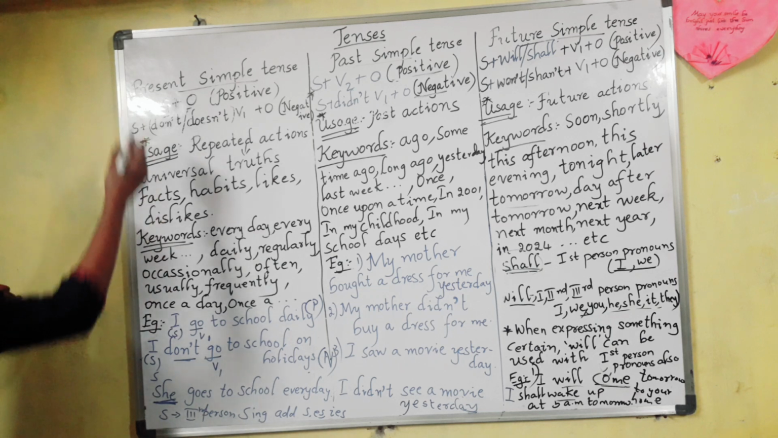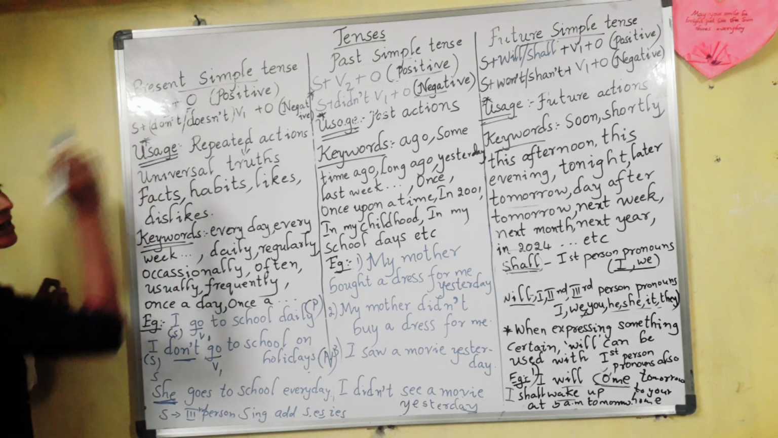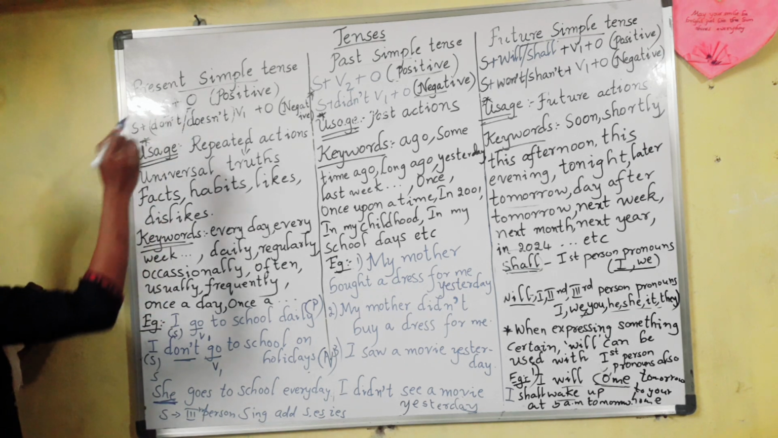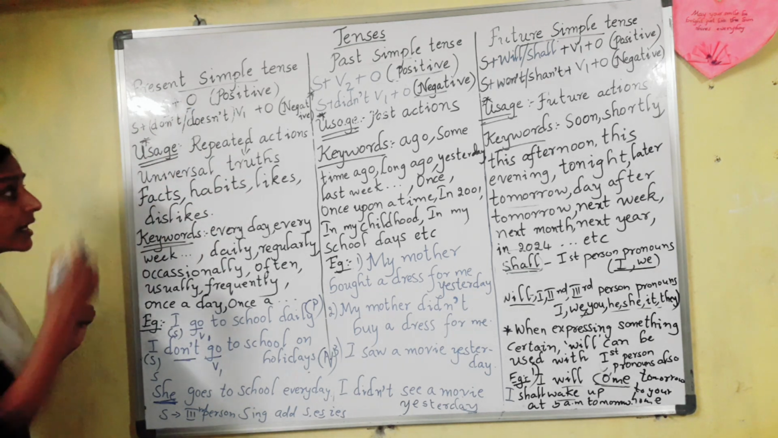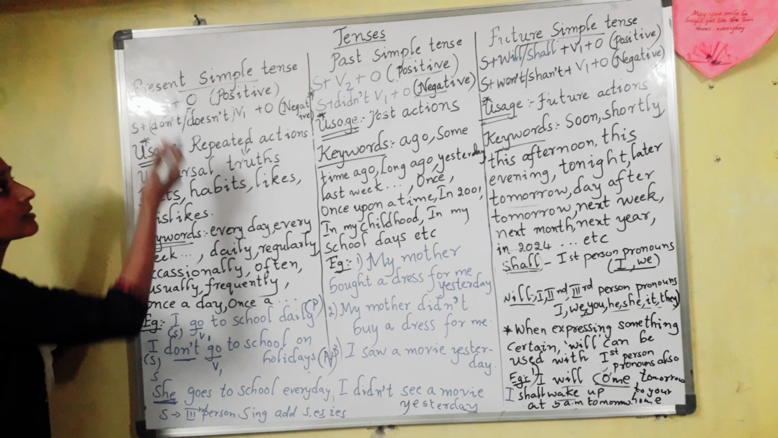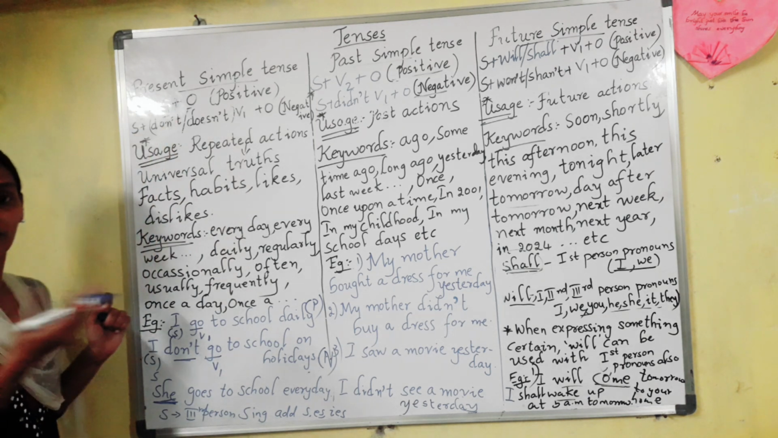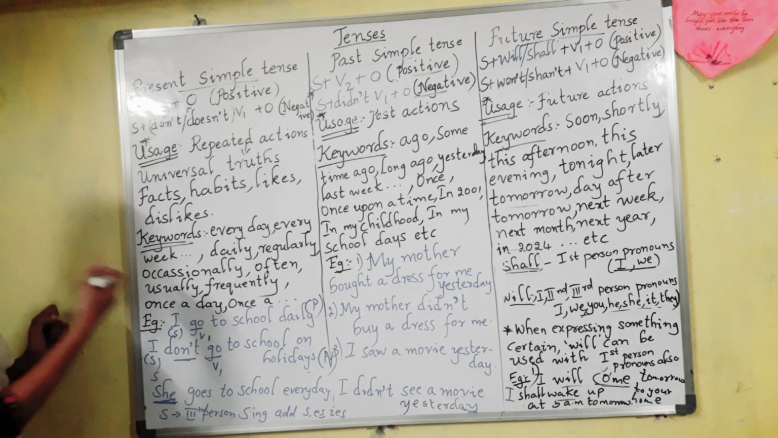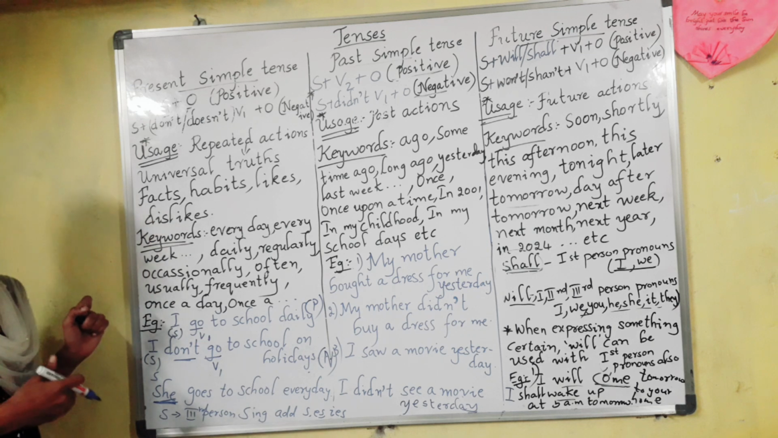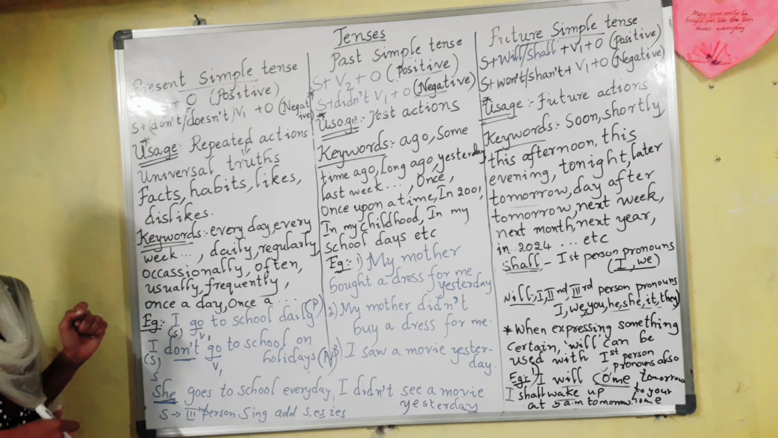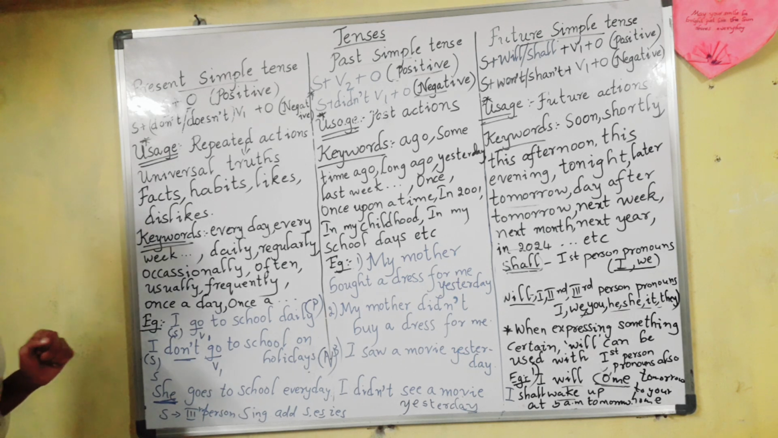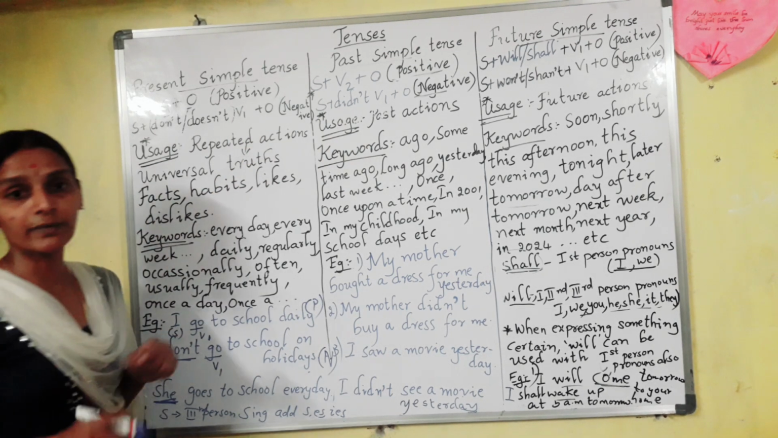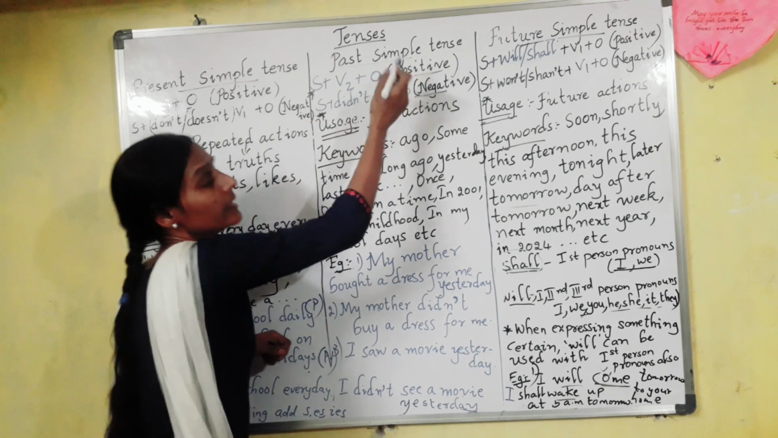So now we have discussed the present simple tense. What is the structure for a positive sentence? What is the structure for a negative sentence? Where is this present simple tense used? And what are the keywords to identify whether it is in the present simple tense? And we have seen some examples. Now, past simple tense.